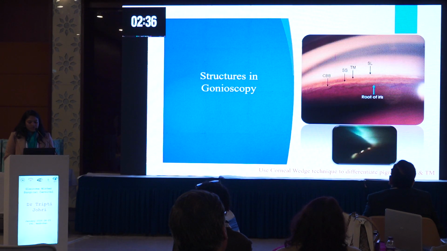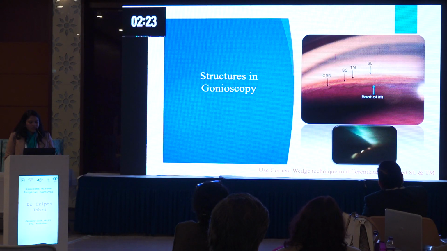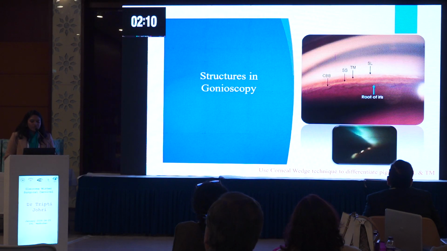Normal anatomy of the angle starts from Schwalbe's line anteriorly and it extends up to the root of iris posteriorly. In between we have the trabecular meshwork which has an anterior non-pigmented part and a posterior pigmented part which is the functional part. After the trabecular meshwork we have a wide band of scleral spur followed by the ciliary body band. A corneal wedge technique is used to identify Schwalbe's line, which is especially helpful in differentiating a pigmented Schwalbe's line from a trabecular meshwork.